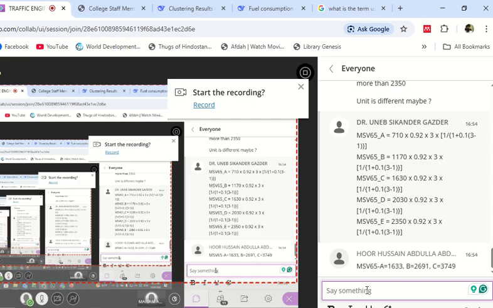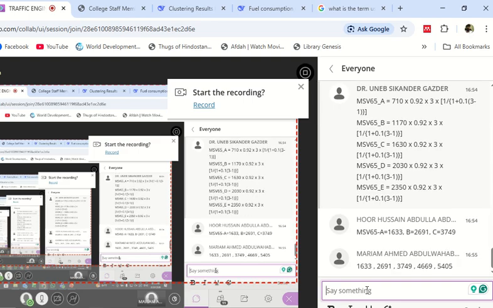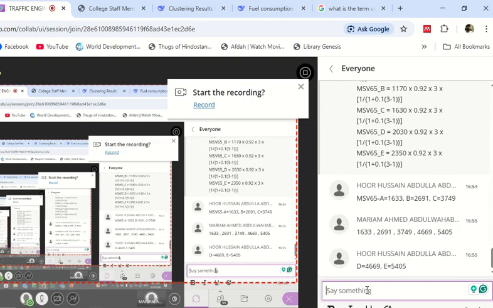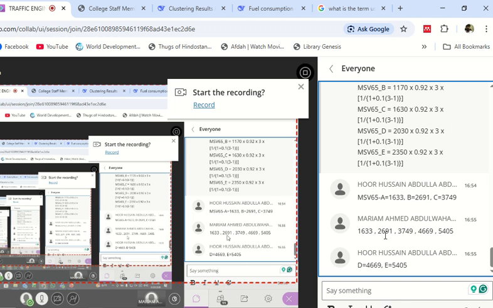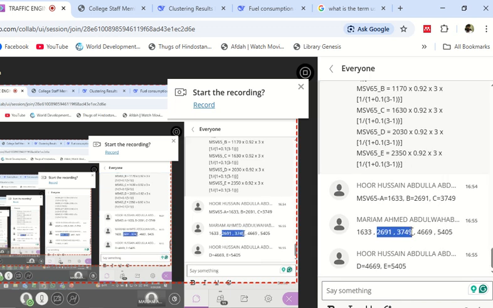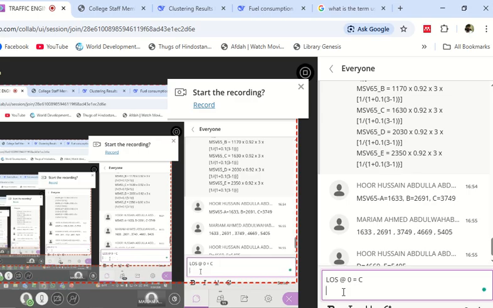Okay, the remaining D and E. Okay, so now we have the values, we can start comparing. My first value is 33,600. So it is between these two. This is for level of service B, this is for level of service C. So I crossed B but I did not cross C. So level of service now is C.